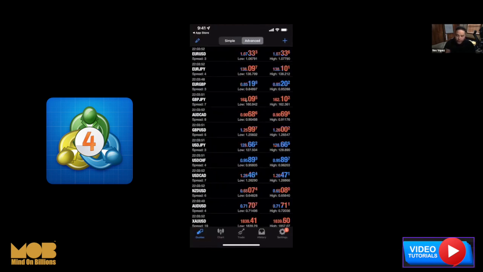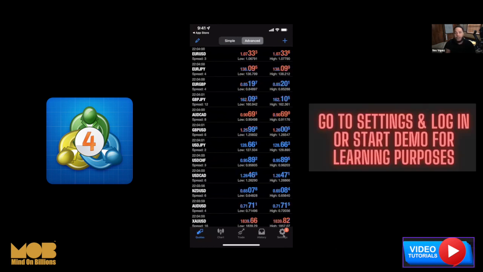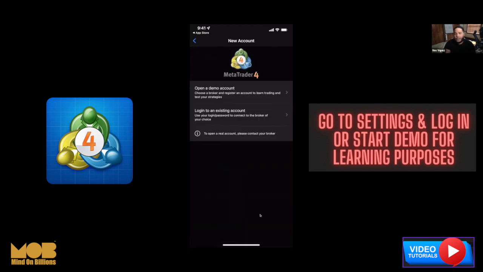Now, when you first get on MetaTrader, what you want to do is go over to the settings and start a demo account, or log in through your broker there. As you go through your settings, you want to click on new account, and then you're going to see the screen appear. It's going to read open a demo account or log into an existing account. Ideally, you want to look for regulated brokers in your area. That'll be a good starting point.